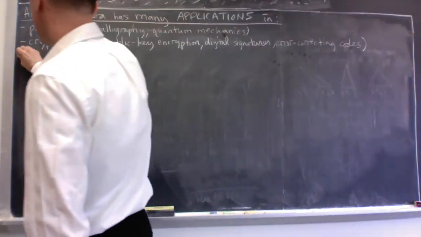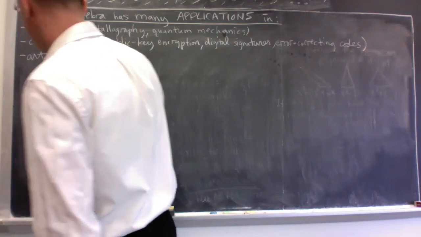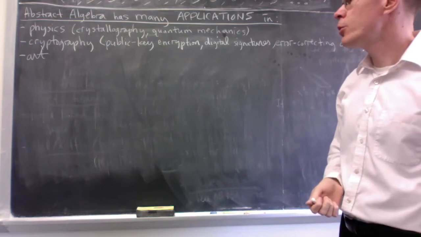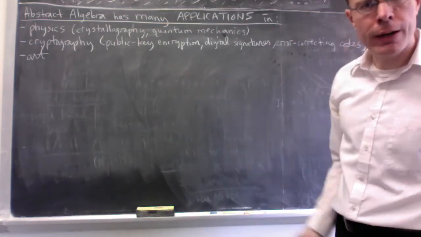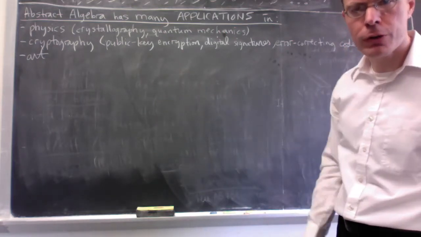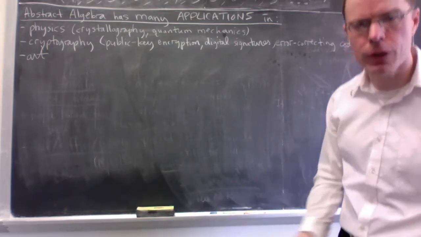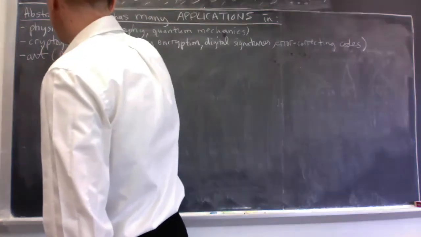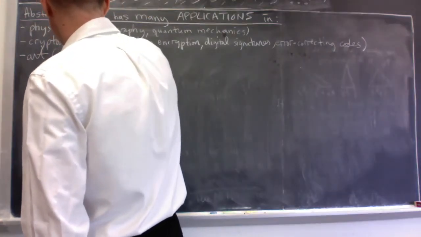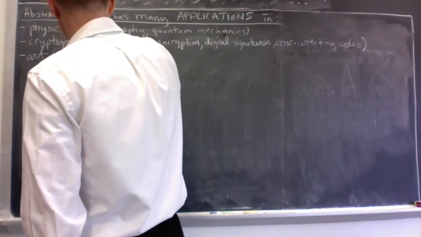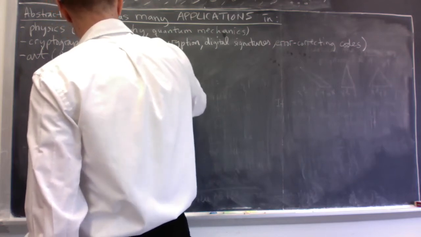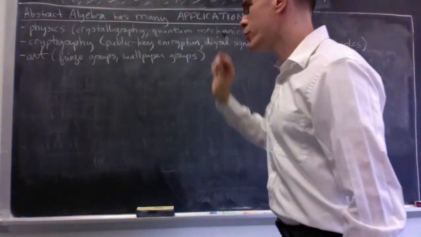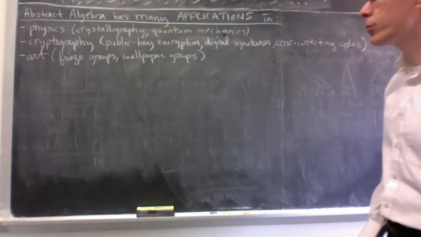Art, of all places. Maybe this isn't so surprising when I start talking about measuring symmetry, but you can use algebra to classify just how many types of symmetries you can have in something like a wallpaper design or a frieze, which is kind of like a one-dimensional version of wallpaper. And there's also the crystal groups, which is like the three-dimensional version of that.